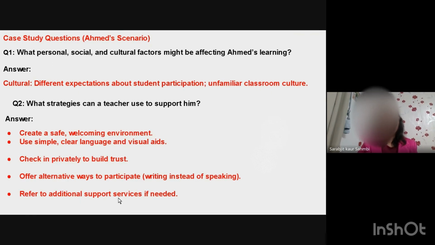Refer to additional support services. If you feel that after making all these efforts Ahmed is still not responding, then you need to take support services from the school or wherever you're working. You need support, so you have to contact the support people.